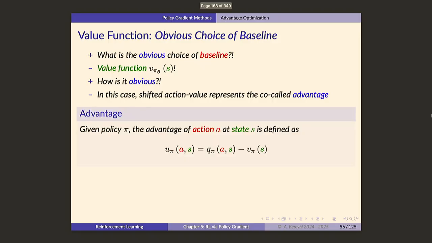So this means that in practice, you typically put your baseline to be this V itself, right? And this difference between the action value at action A and state S, and the value of the state, is what we call the advantage. We want to see, if we are in this state, for every single action that we take, how much advantage it gives us as compared to the average value we get. Clear?